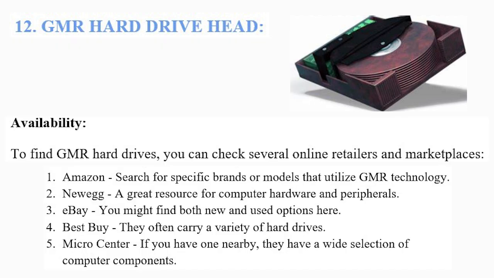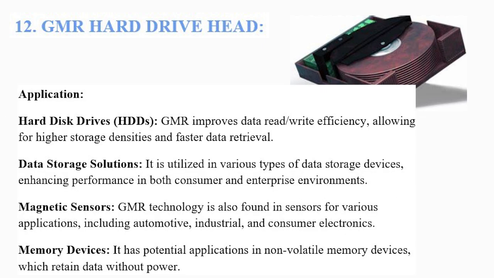Availability. To find GMR hard drives, you can check several online retailers and marketplaces: Amazon, Newegg, eBay, and Best Buy. And from Micro Center, if you have one nearby, they have a wide selection of computer components. From eBay, you might find both new and used options. From Best Buy, they often carry a variety of hard drives. From Amazon, search for specific brands or models that utilize GMR technology.